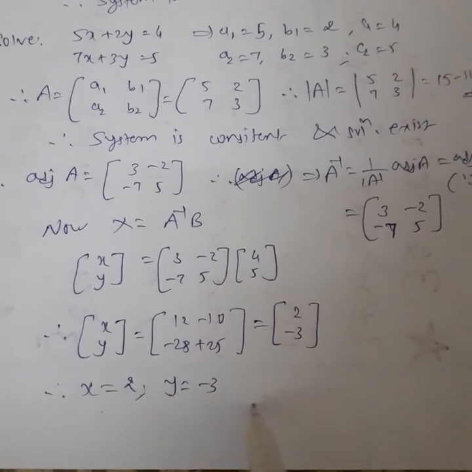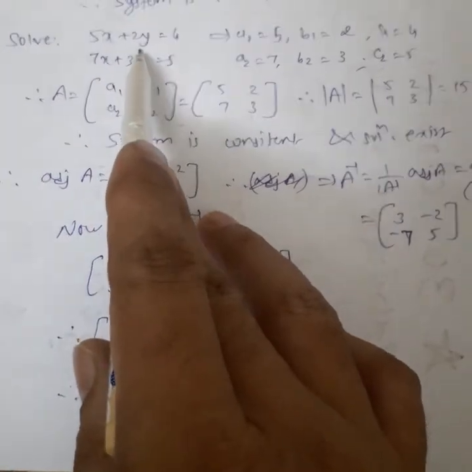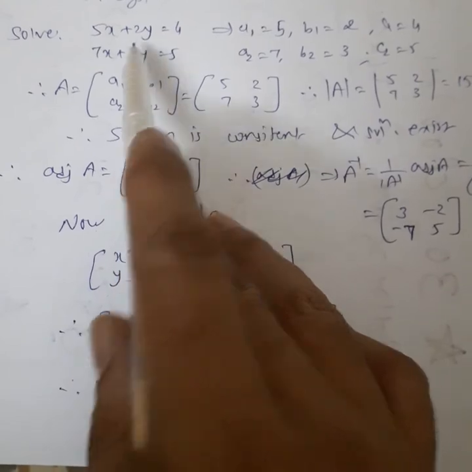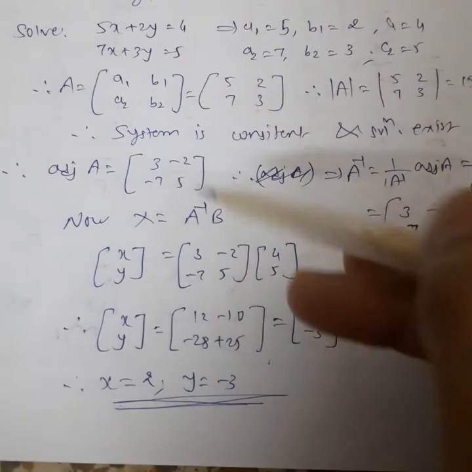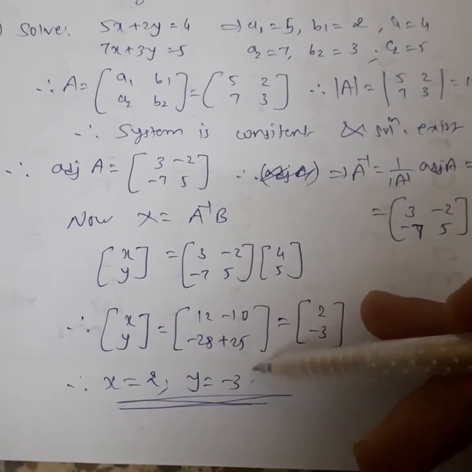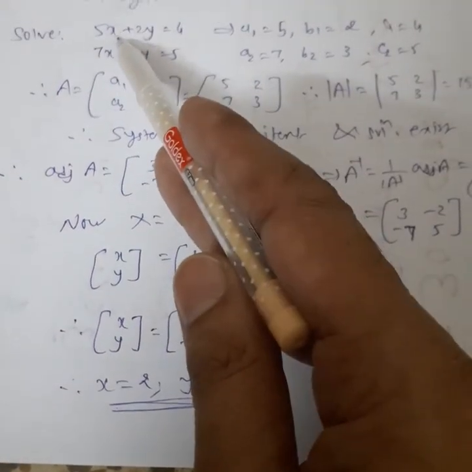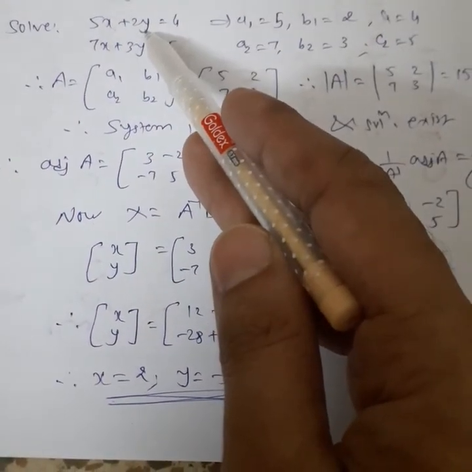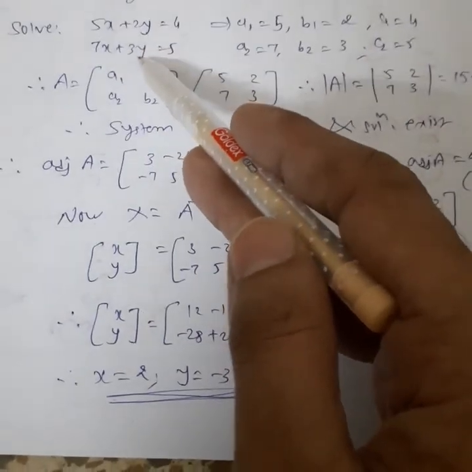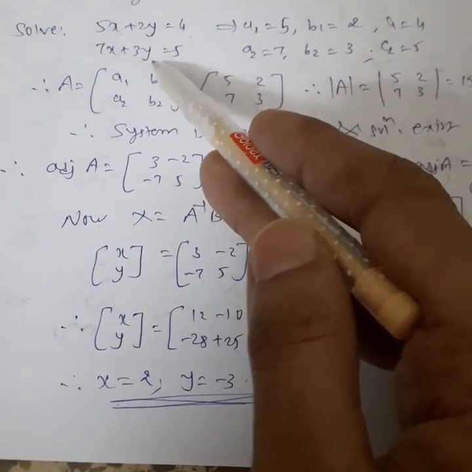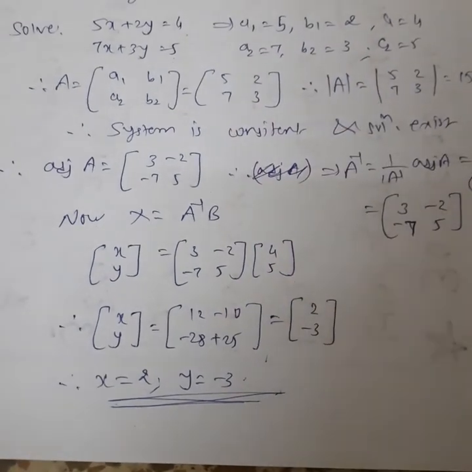See friends, for these values of x and y, if we substitute them in the given equations and they satisfy, then our answer is correct. If it is not satisfied, then understand there is some mistake in the answer. So here we take x equal to 2 and y equal to minus 3 in the given equations. 5 twos are 10 and 2 into minus 3 is minus 6. So 10 minus 6, that is 4. 7 twos are 14, 3 into minus 3 is minus 9, 14 minus 9, 5. Both equations are satisfied, so our answer is correct.